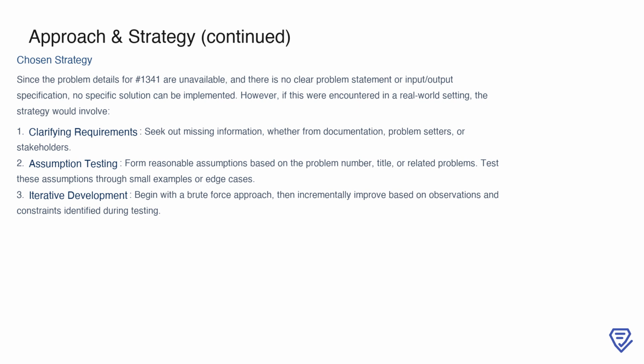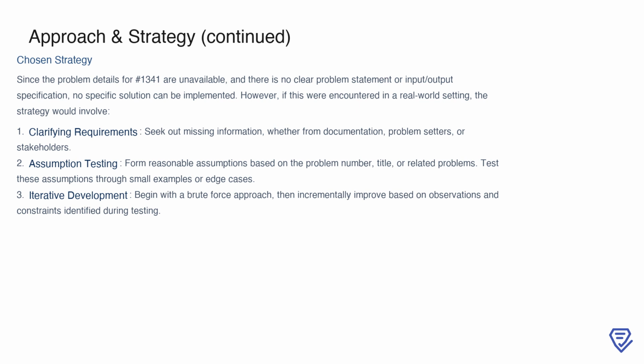assumption testing. The first step is to clarify requirements by seeking additional information. This might involve checking related problems, the problem title, or consulting with a problem setter or stakeholder. When no further details are available, forming reasonable assumptions becomes key. Testing these assumptions through small examples or edge cases can help validate your approach. From there, we begin with a brute force solution to gain insights into the problem structure. By observing patterns during testing, we can incrementally optimize the solution. This iterative cycle of development, testing, and refinement ensures that even with limited information, progress can still be made.